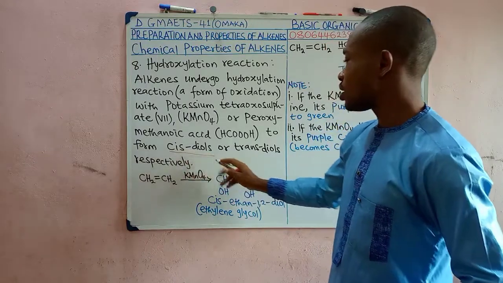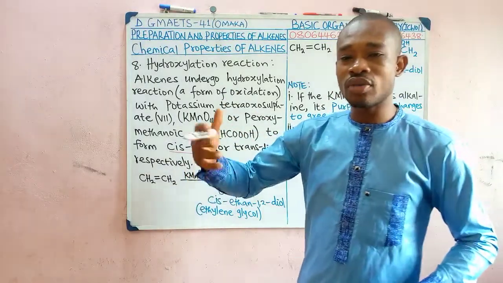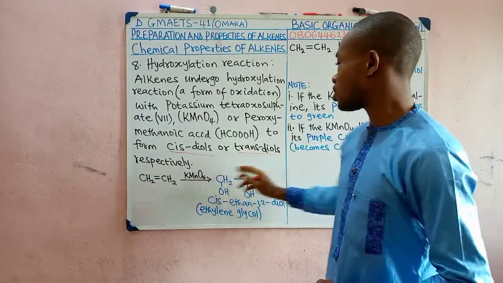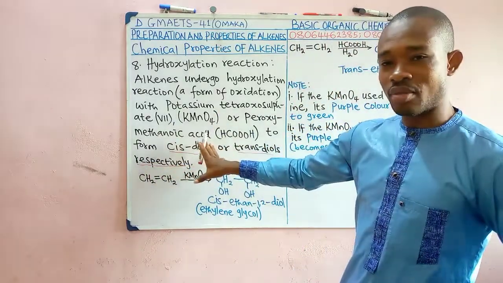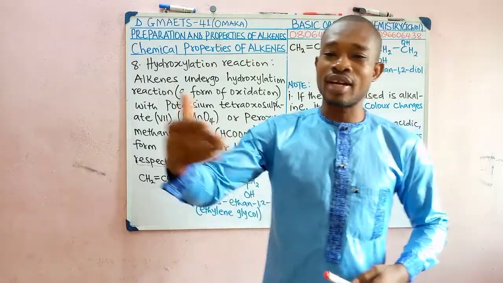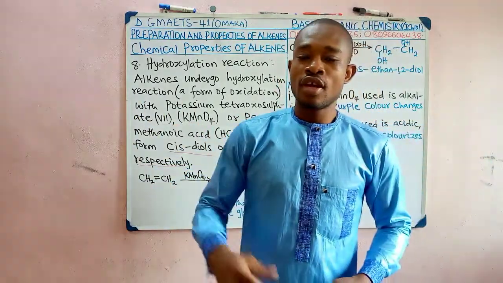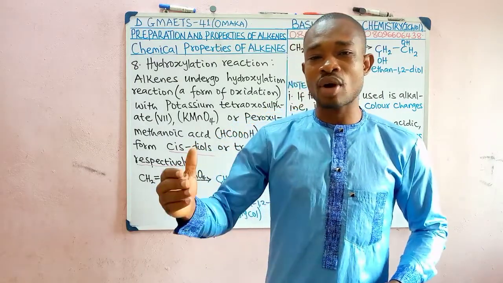You can say that the conversion of this alkene to the alkanol is either cis diols or trans diols, respectively, the way the statement is put on the board. If you use potassium permanganate, you expect to get cis diol. If you use peroxymethanoic acid, you expect to get trans diol.